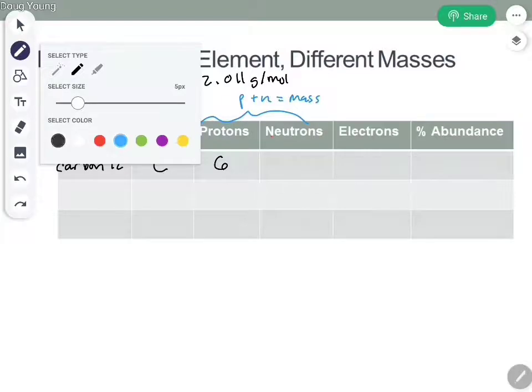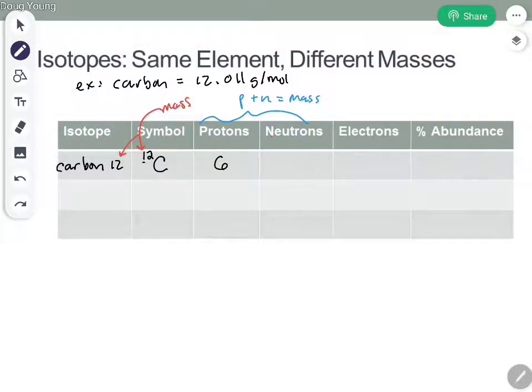So if I look back at this number here, I know that the mass is 12 for my carbon-12, so therefore the number of neutrons I must have is 6, right? Because 6 plus 6 is 12. And again, number of electrons should be the same as the number of protons because I don't have an ion here. Now the percent abundance, this is something you just look up.